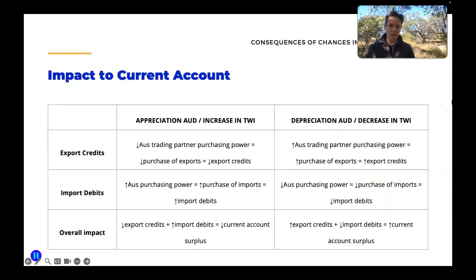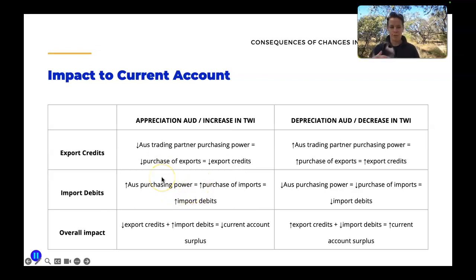Guys, finally, I want to speak about the impact to the current account. So I'm going to be using the terms export credit, import debit, just like we did when we looked at the balance of payments. And again, it's all got to do with exports and imports changing because of changes in purchasing power. So let's say there was an appreciation of the Aussie dollar. We know that leads to a decrease in the purchasing power for Australian trading partners. So we should see a decrease in exports and a decrease in export credits. So that's a decrease in money flowing into the current account.